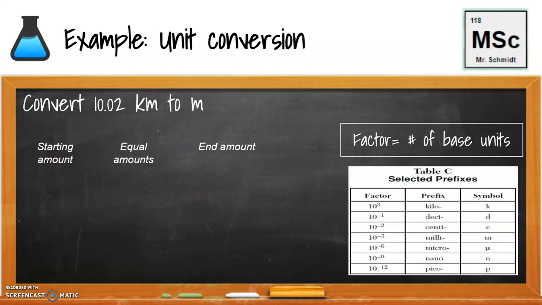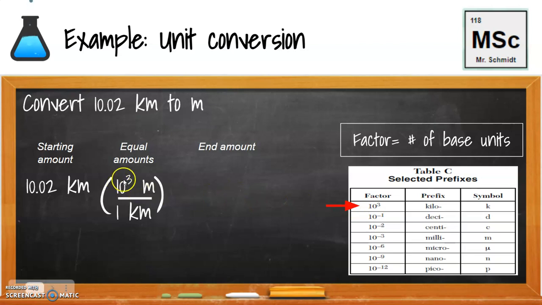The way that I'm going to show you here, though, is setting you up for when we get into other math things in this class using a process called dimensional analysis. So we take our starting amount that's given to us in the problem, 10.02 km. It's important to write out the units when we are doing this process. The equal amount comes from reference table C. We know that kilo is 10 to the third, so 1 kilometer is equal to 10 to the third meters. This is our conversion factor, as it's called in this process of dimensional analysis.